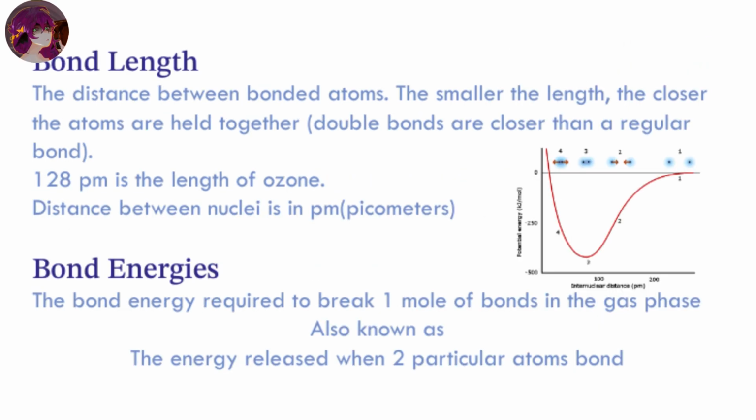Lastly, we have bond length. The distance between bonded atoms: the smaller the length, the closer the atoms are held together. And double bonds are typically closer than a regular bond. For ozone, because we've been talking about that for a while, it has a distance of 128 picometers between the nuclei. So if you see in the little graph, the 100 mark, slightly above that would be the 128-ish, and that's where you would find the visual version of the distance for ozone.